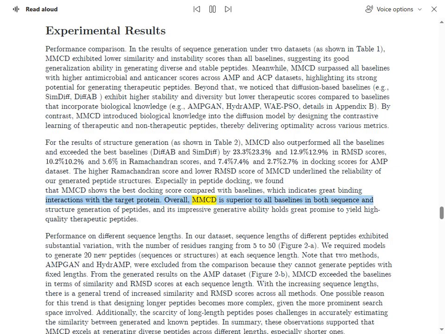Overall, MMCED is superior to all baselines in both sequence and structure generation of peptides, and its impressive generative ability holds great promise to yield high-quality therapeutic peptides.